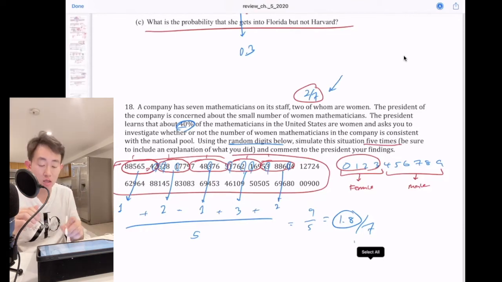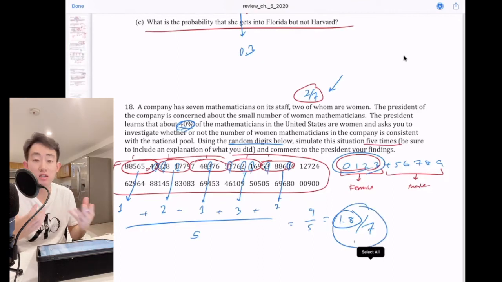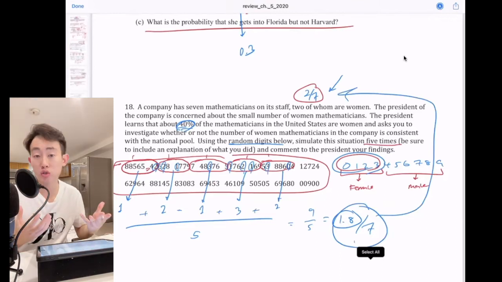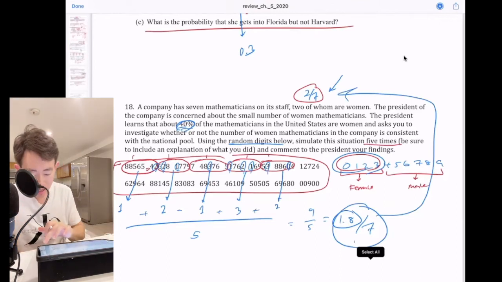Is it consistent with the data that we had from the beginning? Yes. 40% we claim, we did the random number samples, and then we picked out how many women there were. And it seems like the company is not discriminating against women whatsoever because the statistics and the math prove it. This is the conclusion you would say, basically.